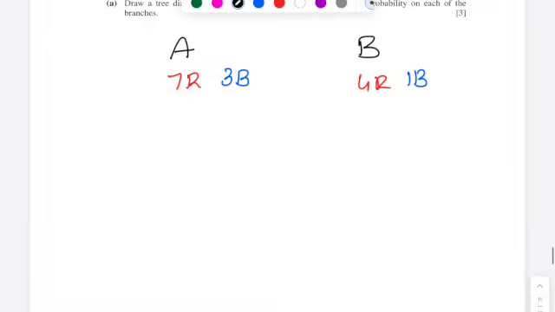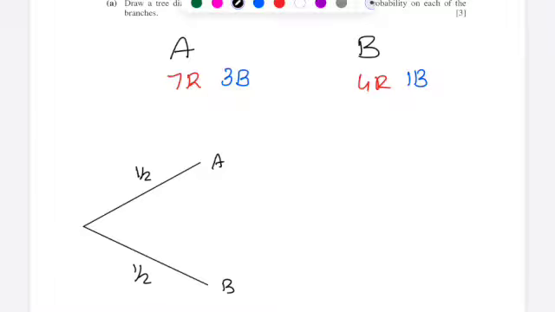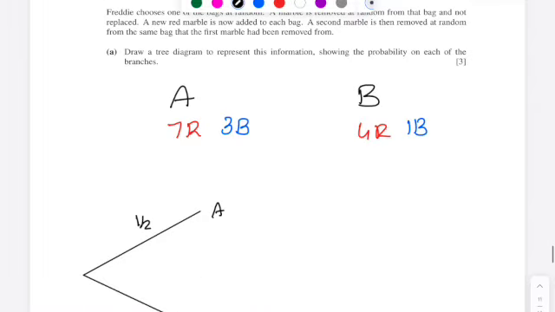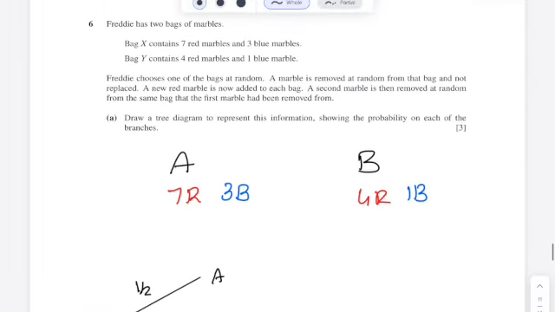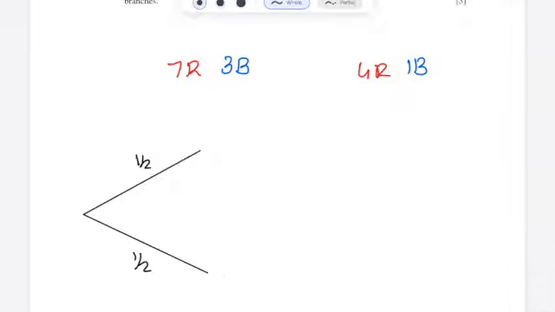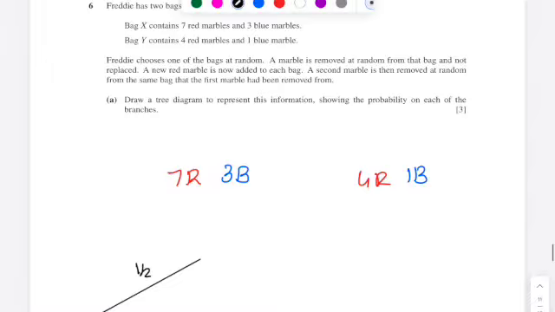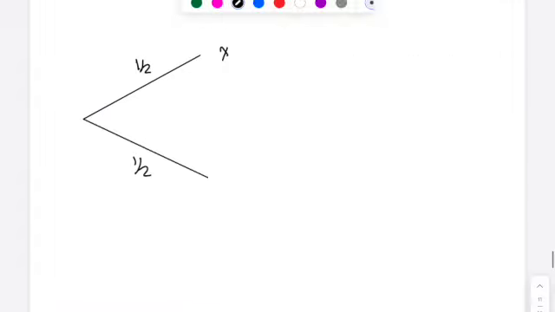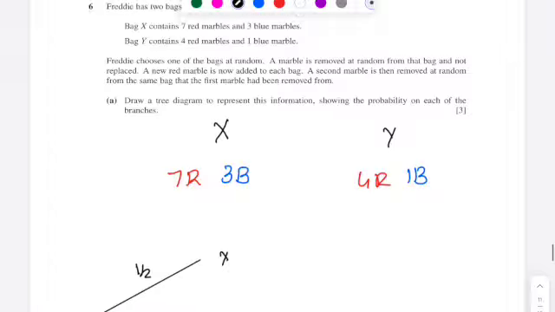So he will choose one bag at random. It can be bag A or bag B, and the probability is 1 upon 2 and 1 upon 2. Instead of bag A and B, it has been given as X and Y, so I will write it as bag X and bag Y. It does not make any difference.